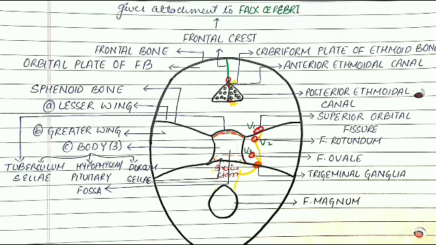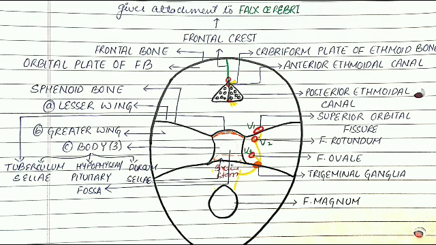Now moving on to the foramens which are present on the sphenoid bone. Before starting with the foramens, I just wanted to tell you that these foramens and their contents are already written in the upcoming slides. Here I will just verbally tell you the location of these foramens and what their contents are. You will get it in written form in the upcoming slides.